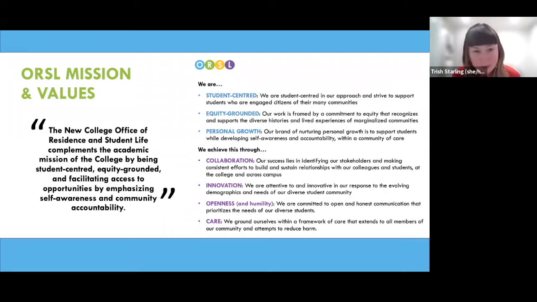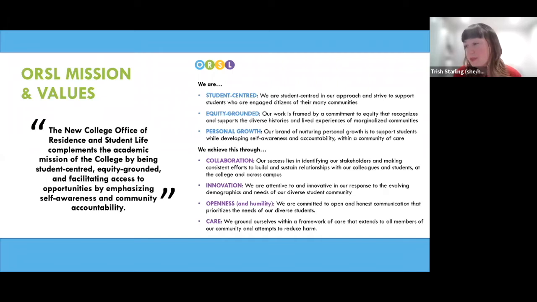And there's lots of different ways you can achieve this, but we really want to focus on collaboration, working with multiple people, working with different types of offices, different support systems, at New College, but also across campus. We want to be innovative in what we're thinking about, so we don't have to do things the same every time. What different ways can we do different things to best meet people's needs?